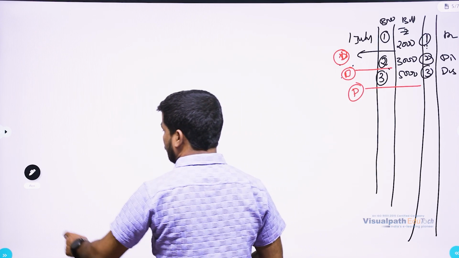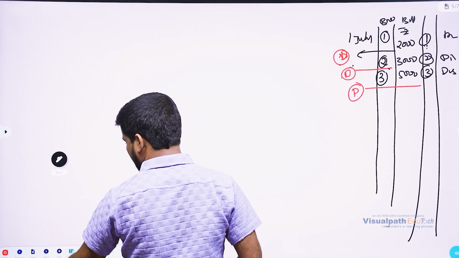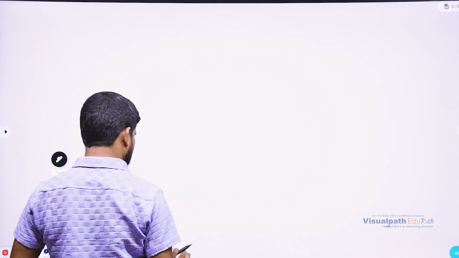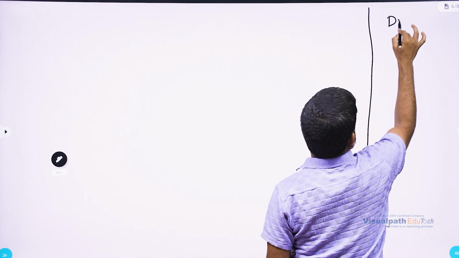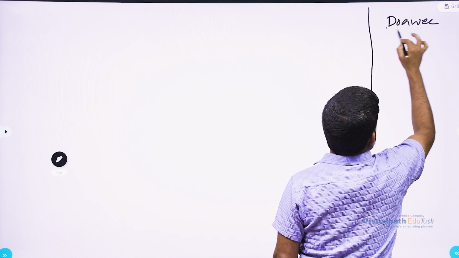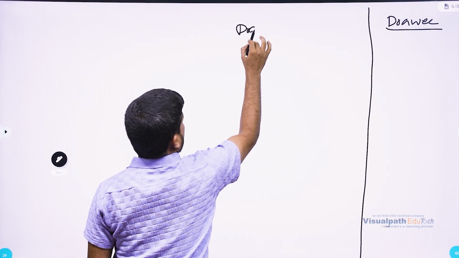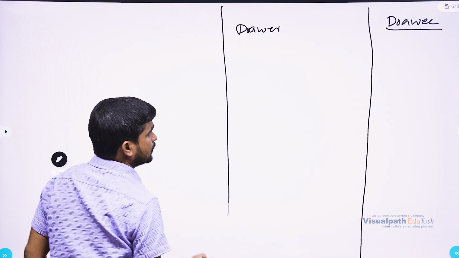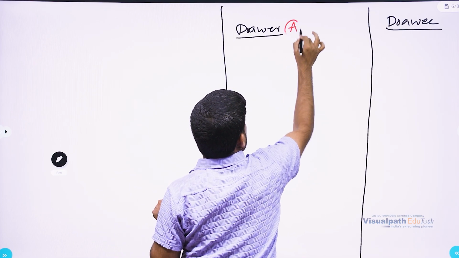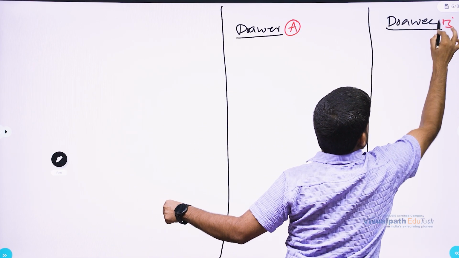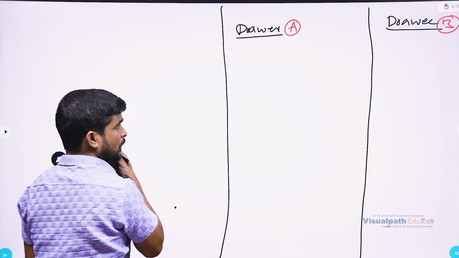First, we have to write the entry in the books of drawer and drawee. Here we'll take the journal entries in the books of the two parties. Who is the drawer here? The drawer is A. In the books of A and in the books of B, we'll take the working notes.